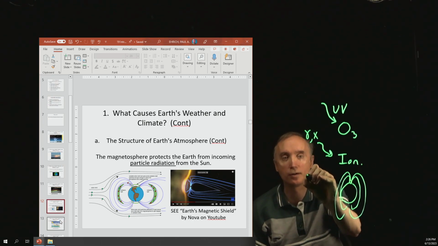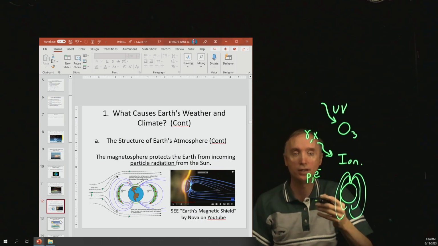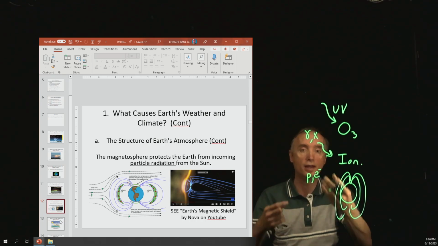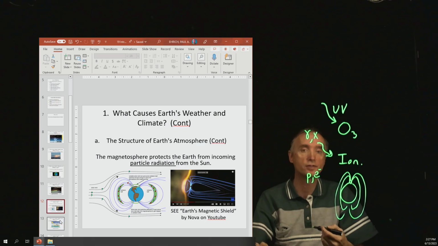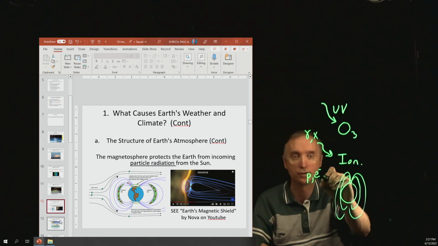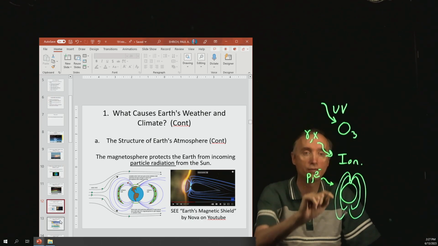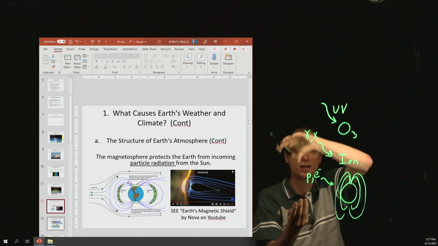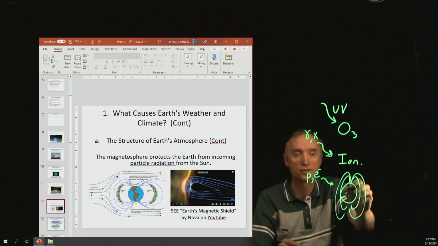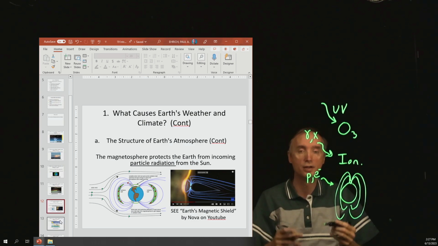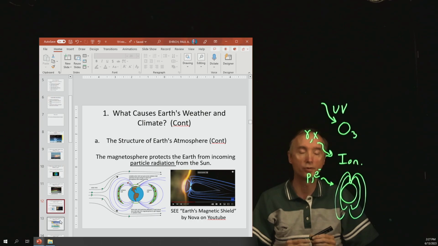This would be things like protons and electrons, which would be coming in at very high speeds, and if they were to reach the surface of the Earth, they could cause a lot of damage. But these things are going to be intercepted by the magnetic field of the Earth, and it channels them to the north and the south poles, where we're going to see the auroras, the northern auroras and the southern auroras.